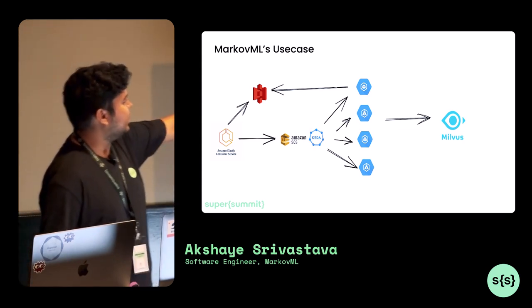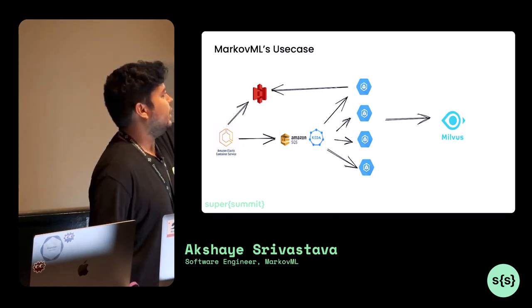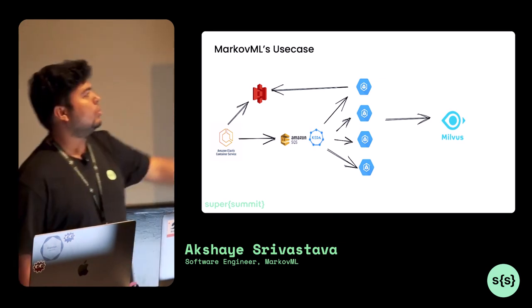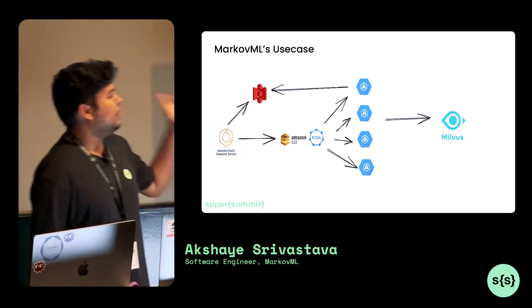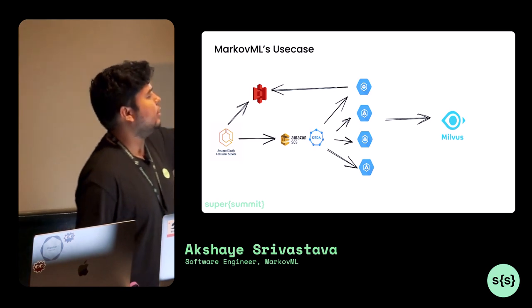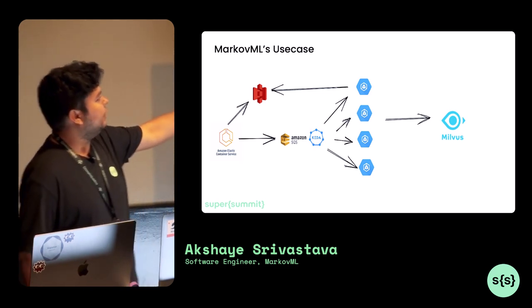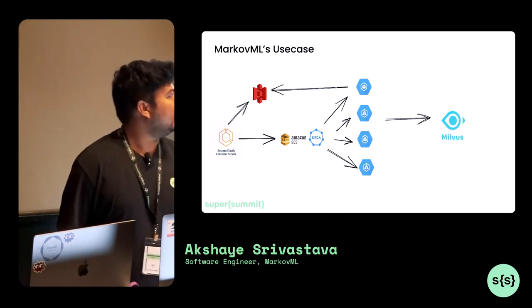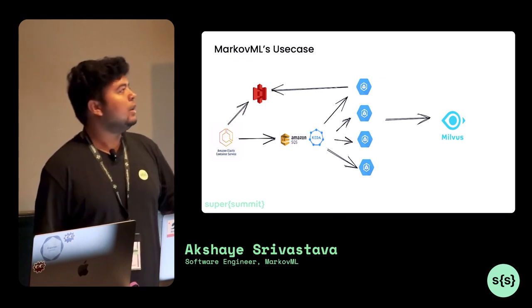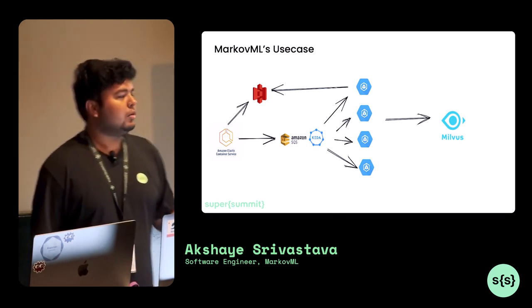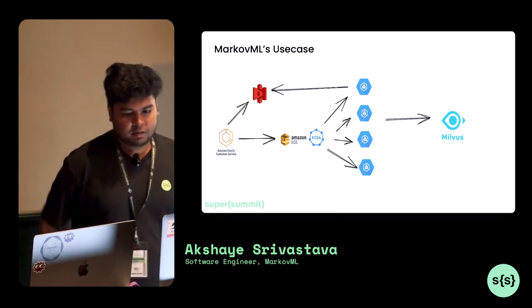So here comes KEDA. Basically, KEDA will work on the SQS and check if there is a message in the queue. If there is a message, it will initiate a job. The job will fetch data from S3, insert it into Milvus, and then die. If the number of messages increases, it will spawn more jobs. And as the queue length goes to zero, no jobs will be running. Hence this entire cycle will complete.